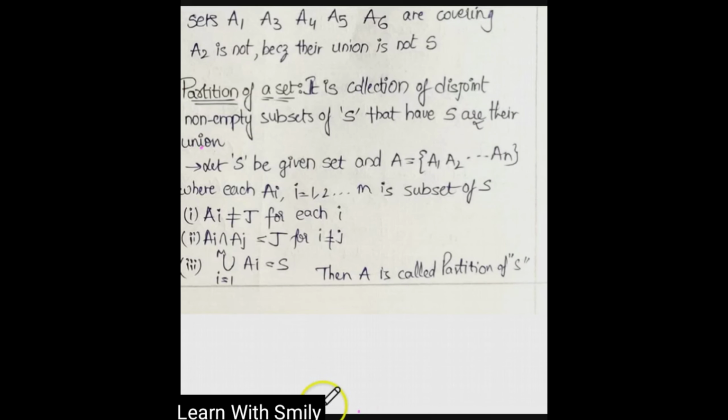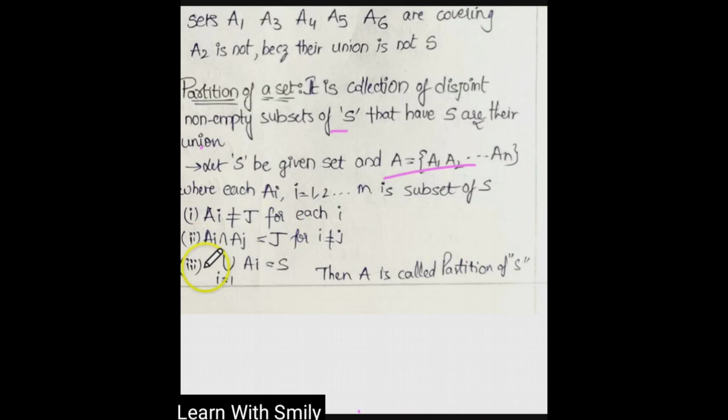Next, coming to the partition. A partition of a set is a collection of disjoint non-empty subsets of S. It is a collection of non-empty subsets that have S as their union. Let S be a given set. Suppose we are taking S as a given set and A as a collection of subsets, where each Ai is a subset of S.